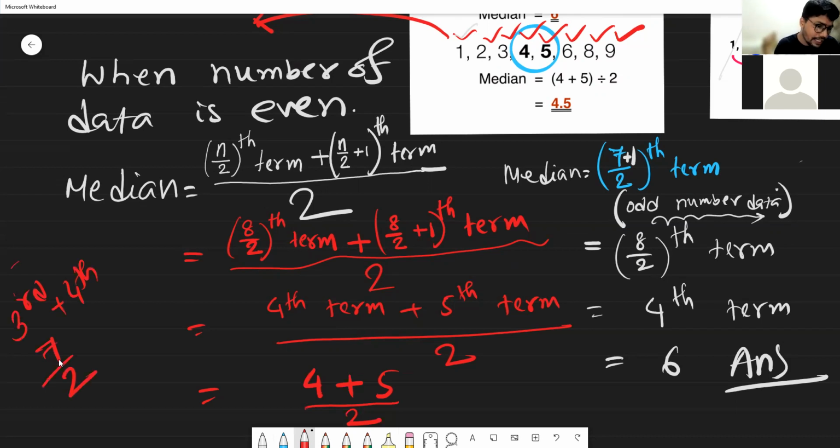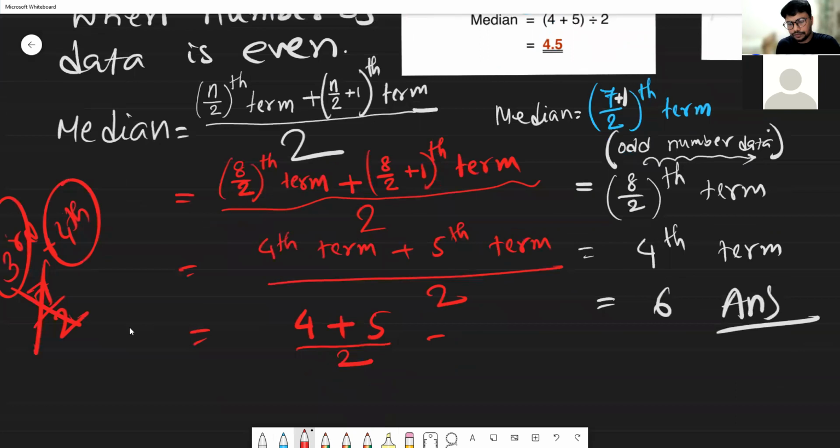No, from the ascending order information, you take the third data and the fourth data, add those two, and divide by 2. Clear? Yes. Okay. Now there is 9 divided by 2. That is 4.5. I think now your concept is very clear.